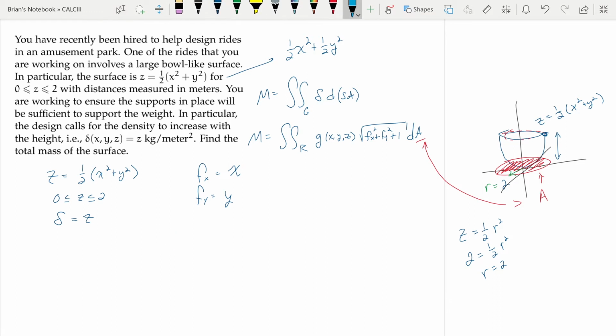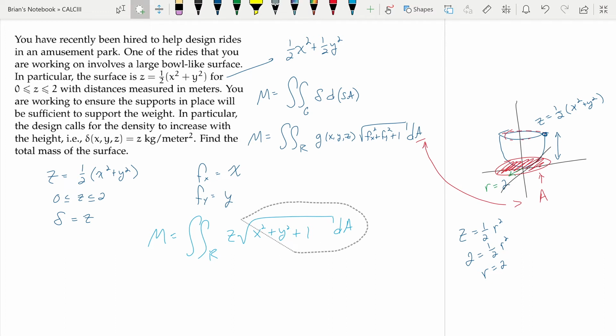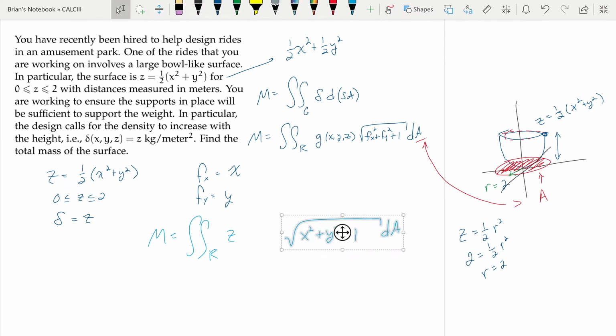And then if we plug everything in, m is equal to, maybe we'll do that in a different color. M is equal to, so we have a region, and our g of x, y, z, we're pulling as just our density function. So it's just z. And then the square root of, so we've got f of x, which is x squared, plus y squared, plus 1, and then we've got dA. Remember that we have to substitute out our z, which becomes, and maybe I'll just do that here to save space because I think we're going to run low on space, our z becomes 1/2 times x squared plus y squared.